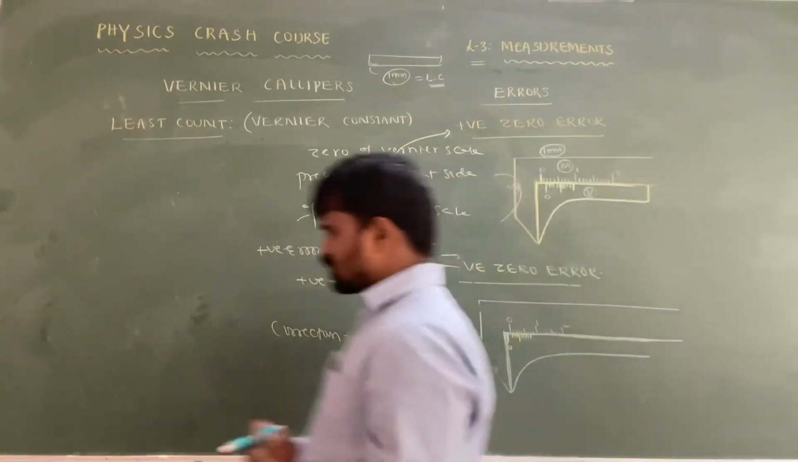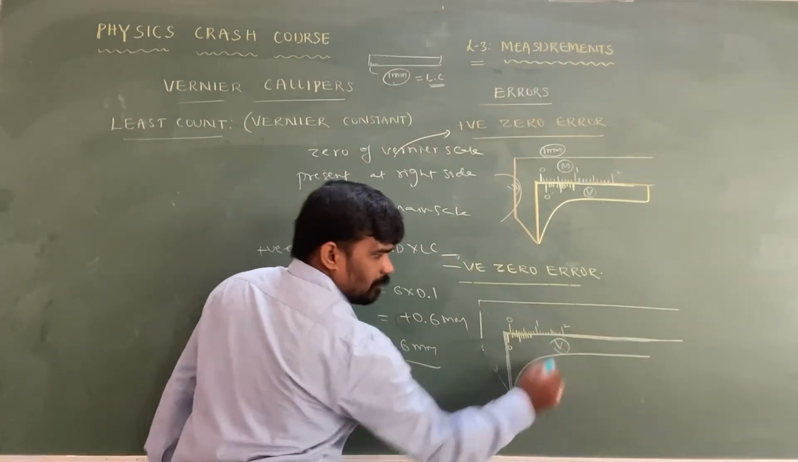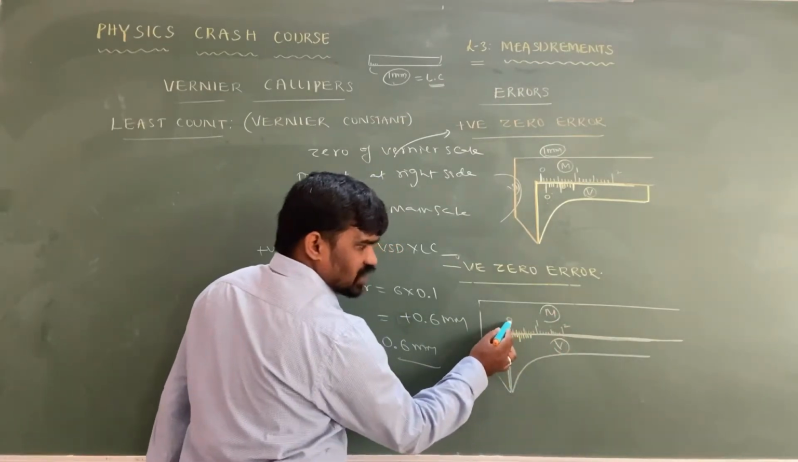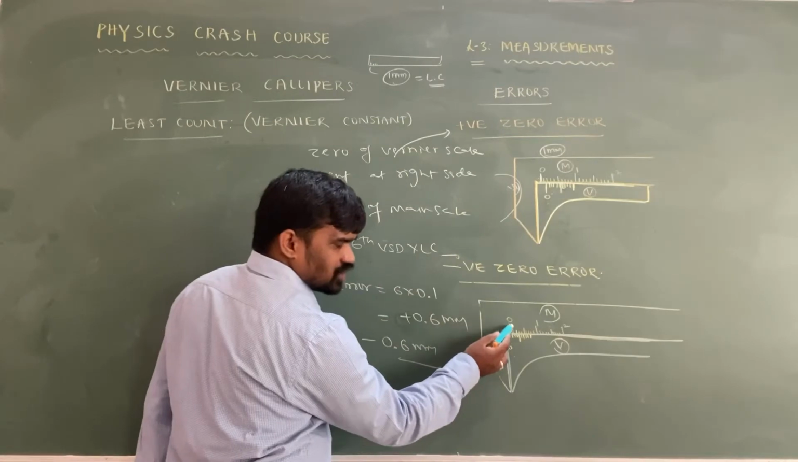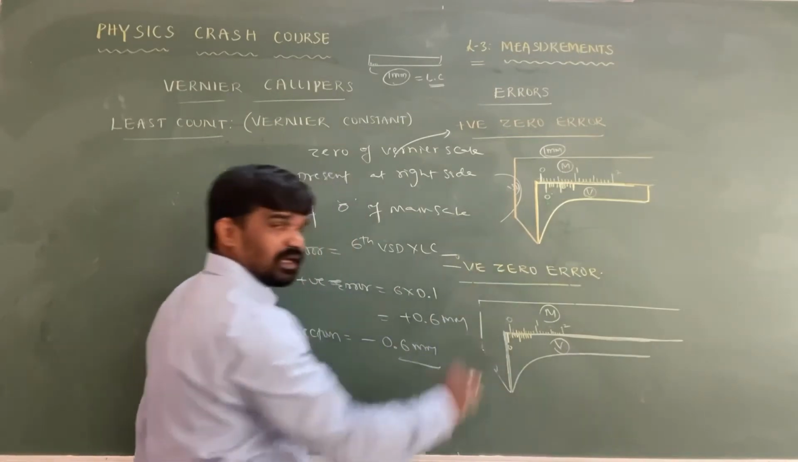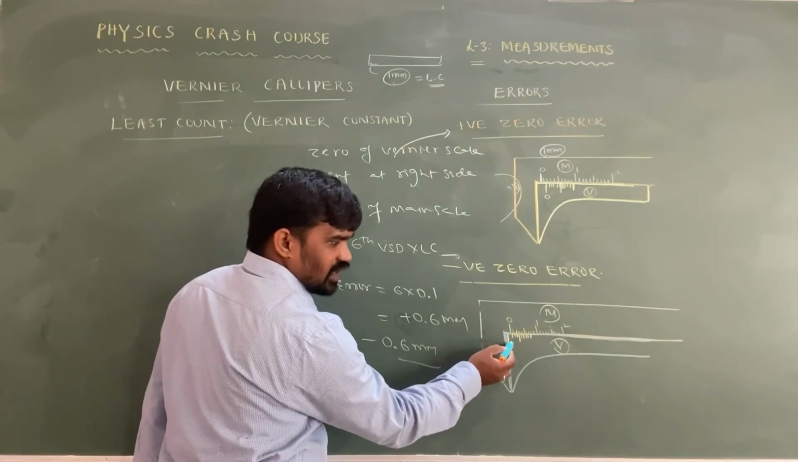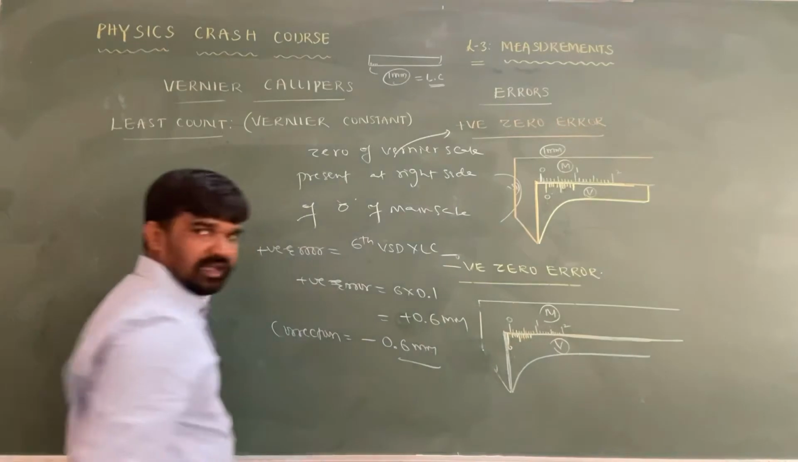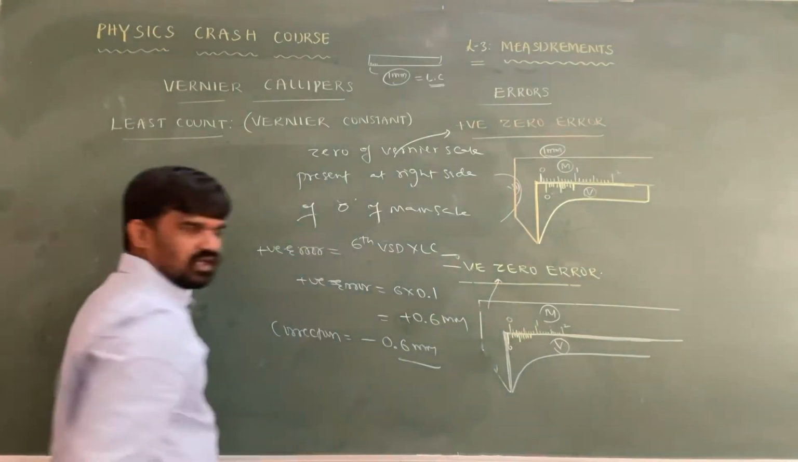If you look at this figure, here the 0 of the vernier scale and the 0 of the main scale are not coinciding. As both do not coincide, you have to observe that there might be error. Then look at the 0 of the vernier scale: it is present on the left side of the 0 of the main scale. Left side of the 0 of the main scale is called the negative error.